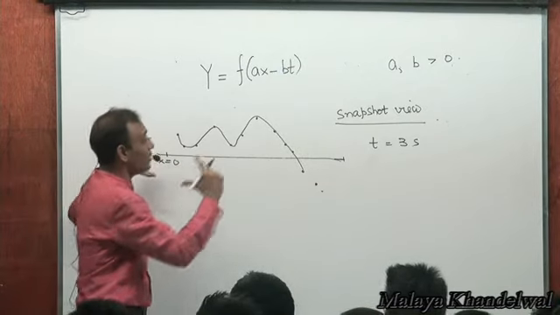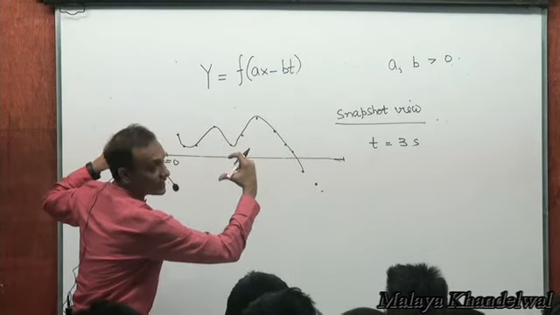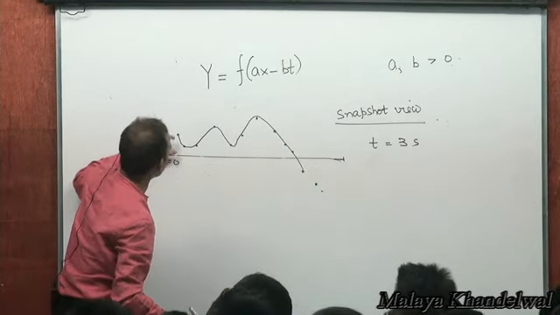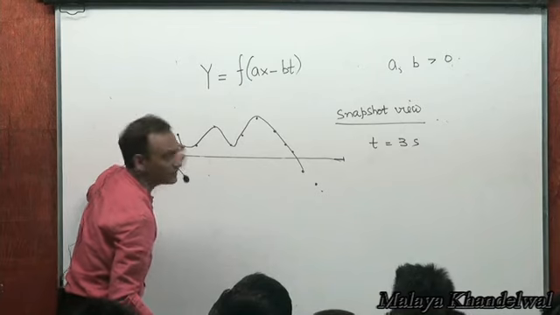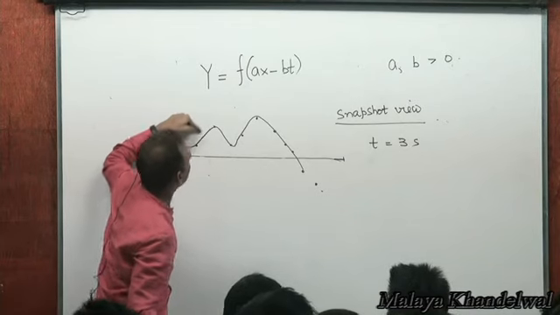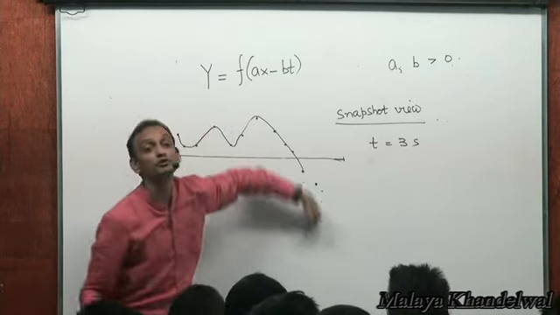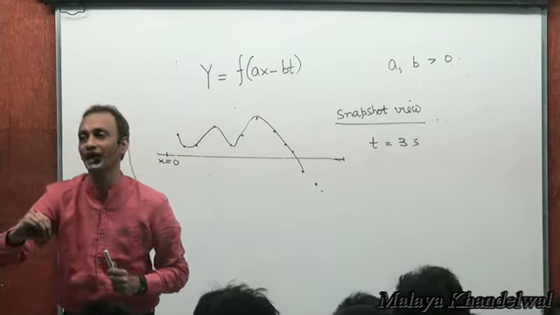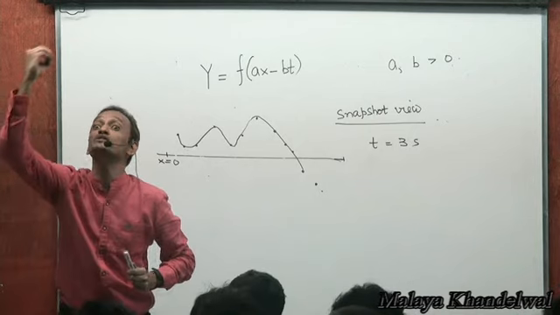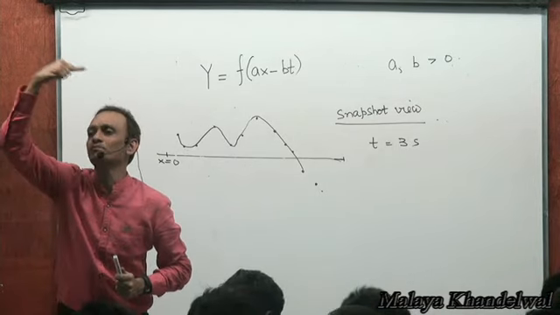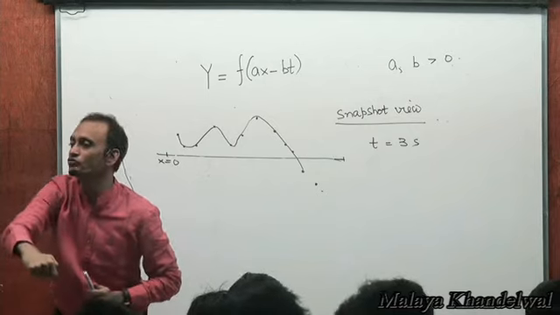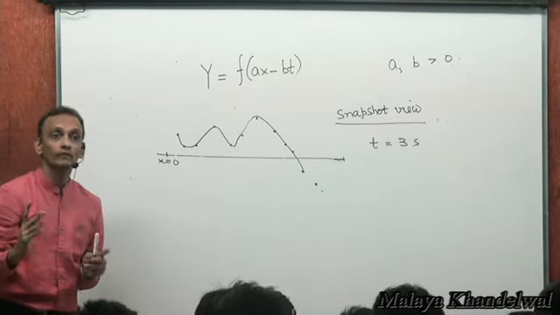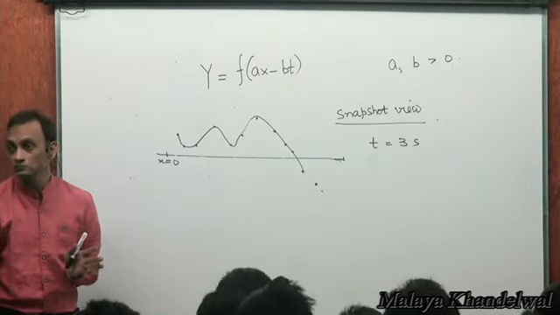If I'm able to take a picture of this at that instant, I'll get the displacement of various particles. This particle has this as its displacement, and this particle has this as its displacement. So this kind of a thing is called the snapshot view of the wave. What you see of the disturbance levels for various particles at a given instant of time is the snapshot view of the wave. Yes or no? Yes. Right?